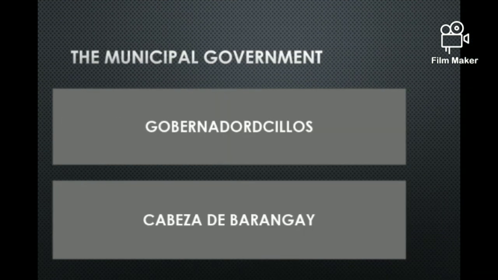Under the municipal government, there are the gobernadorcillos and the cabeza de barangay, or the barrio administrator, or what we call the barangay captain. Gobernadorcillos had small salaries, but they were exempted from paying taxes.